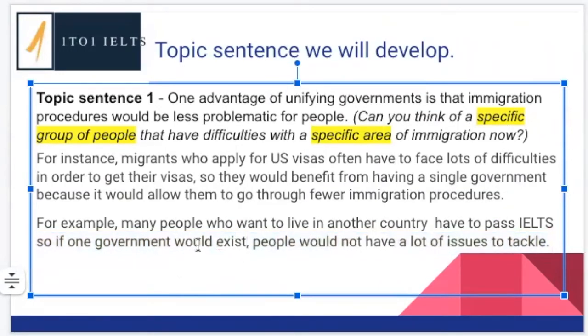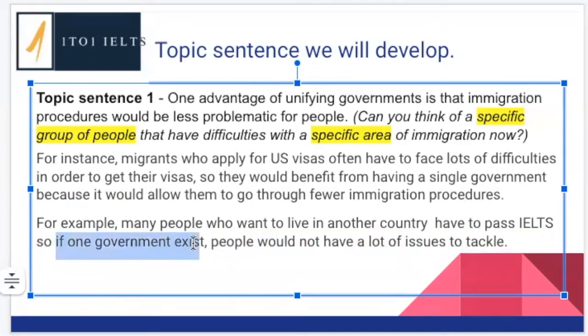Not in the if, yeah. So never put your modal with the if clause. So I see you're listening to what I just said about this, but if you have a conditional, so if one government exists, because it exists, people would not have, and then you can put your conditional here, people would not have a lot of issues to tackle.